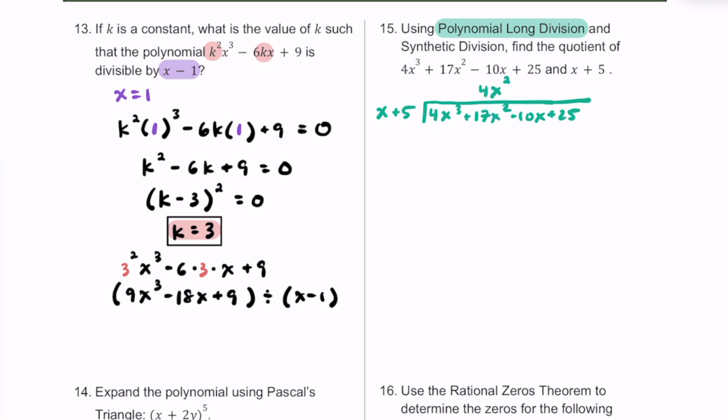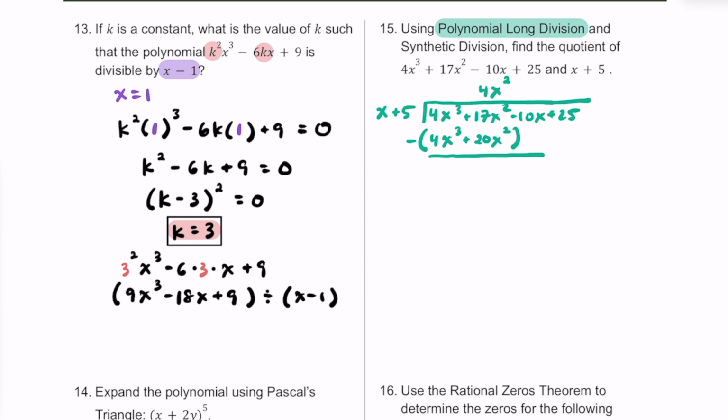So if we go ahead and multiply this 4x squared by this x, that's going to be 4x to the 3rd power. We always want these terms to match so that when we subtract, we get 0. But keep in mind, we have to also multiply 4x squared by this 5. So that's going to be plus 20x squared. Go ahead and give that a hug, and then we're going to subtract to see what the remainder is, just like regular long division.